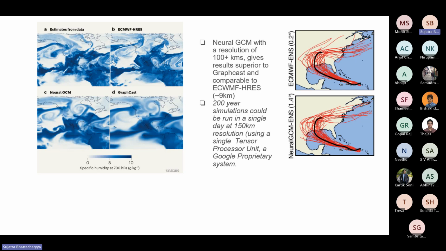And here, this is, I think, a comparison of a particular day, where you can see this is the estimation from data. This is ECMWF. GraphCast is much more fuzzy, and you get a much better picture with the NeuralGCM, even though it's running at about 1.4 degrees.